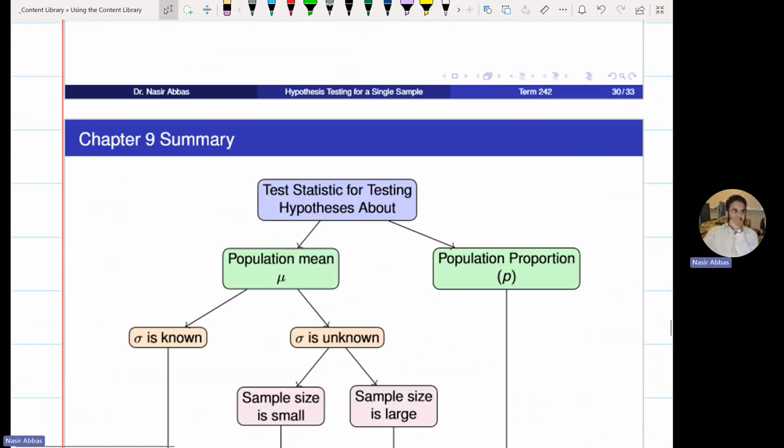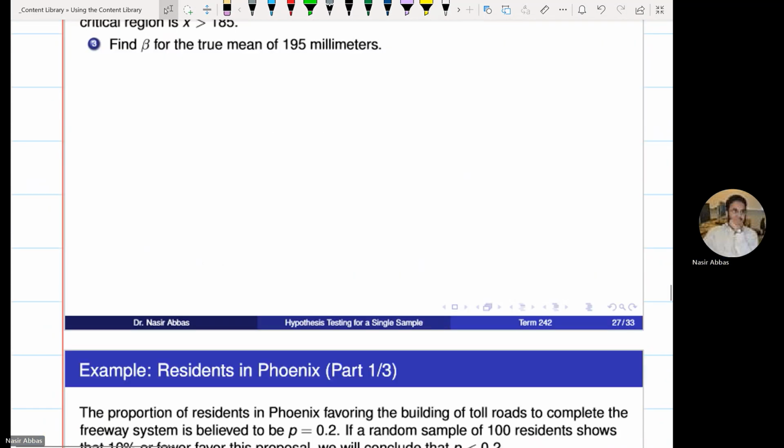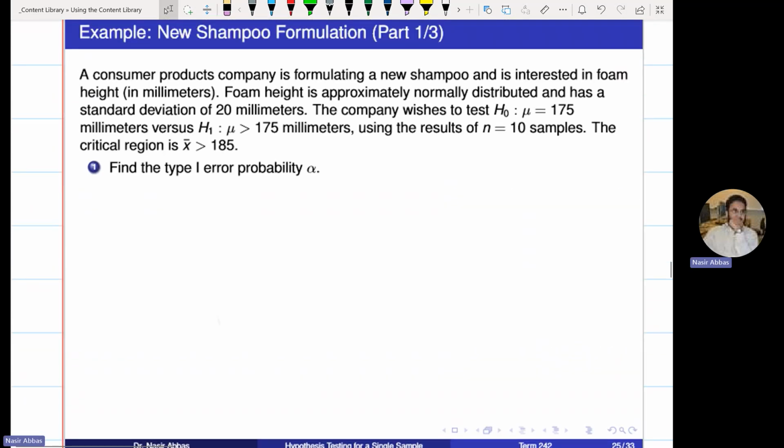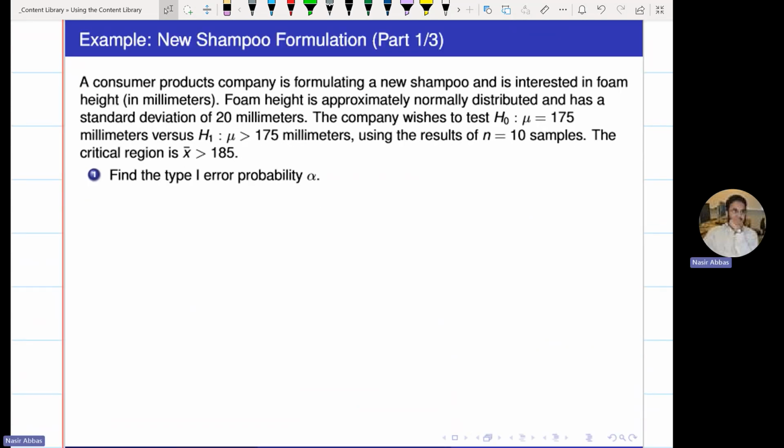Now we start the problems. Keep the calculators in your hands. Read this question. The question says that a consumer product company is formulating a new shampoo and it is interested in the foam height in millimeters, how high the foam is. Foam height is approximately normally distributed and has a standard deviation of 20.